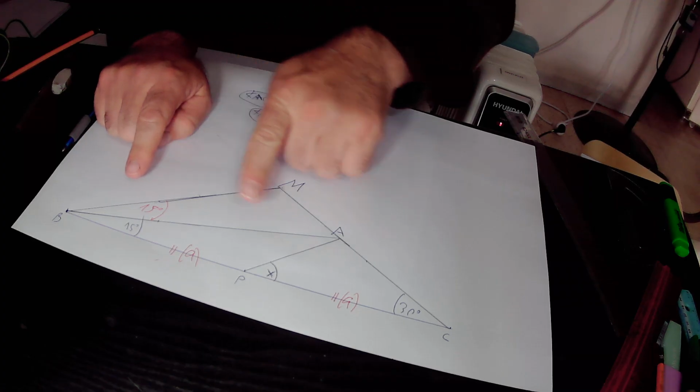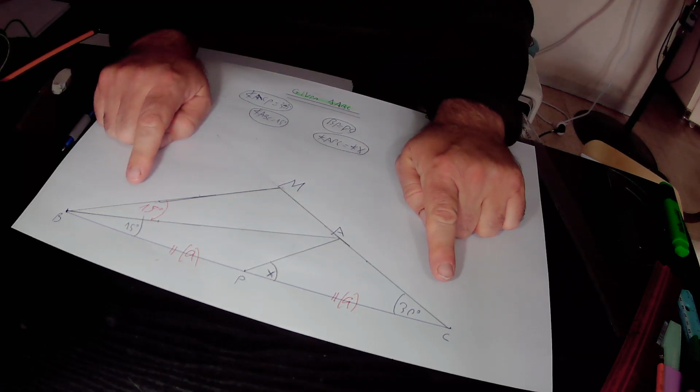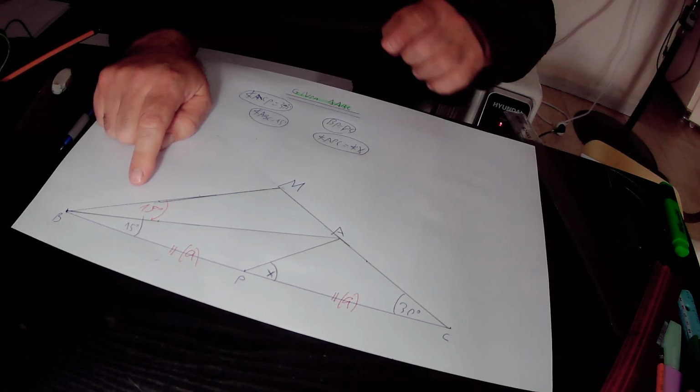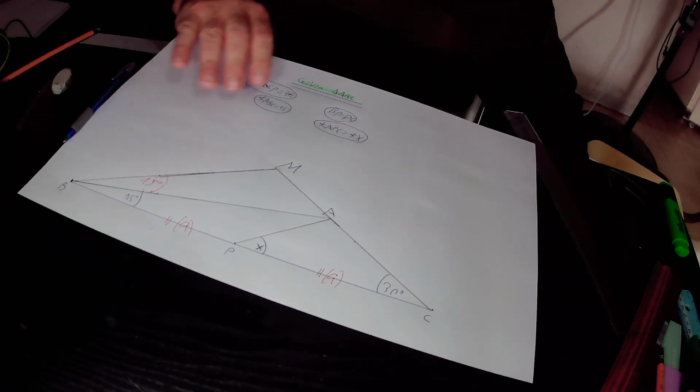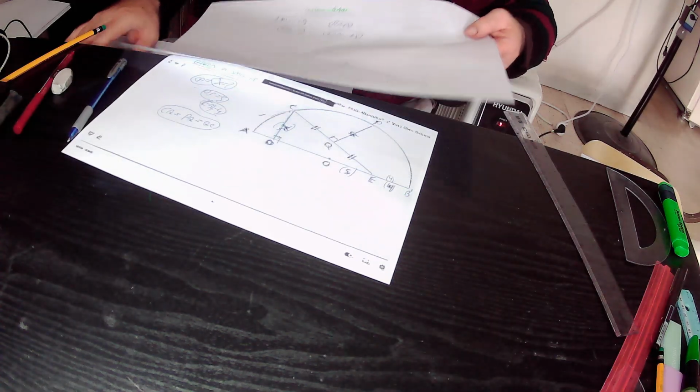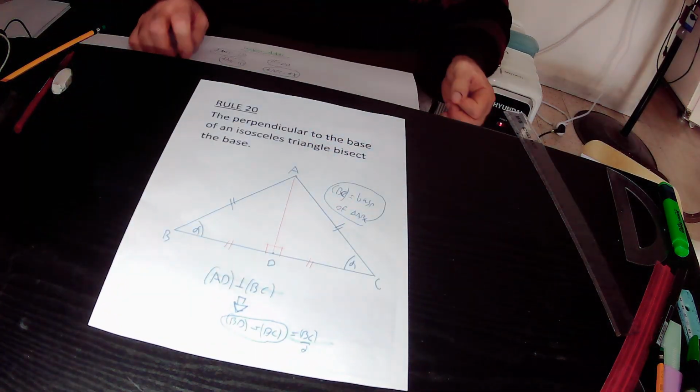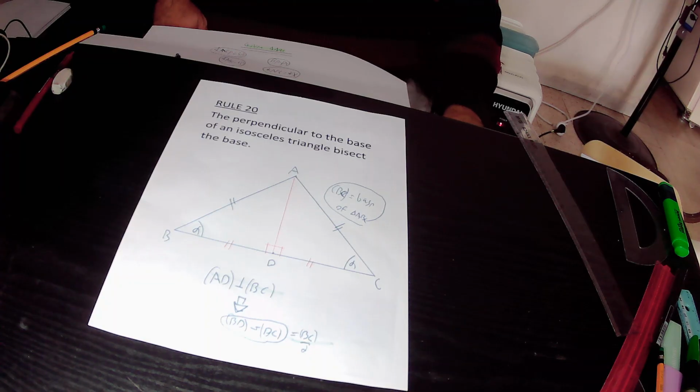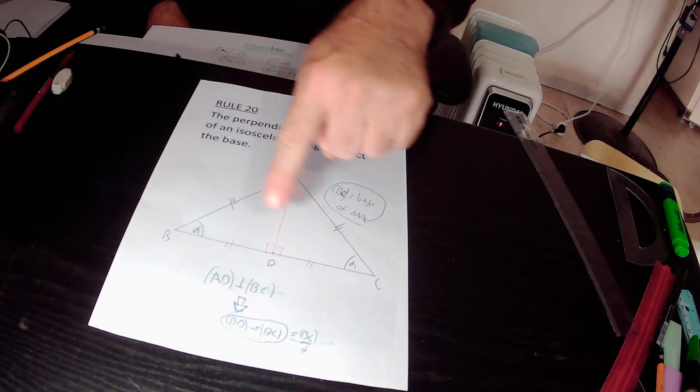We know that BC is the base of this isosceles triangle MBC. So here we can implement rule 20 in this isosceles triangle BMC. So I click quickly on rule 20. According to rule 20, the perpendicular to the base of an isosceles triangle bisects the base. In the drawing, we have isosceles triangle ABC.